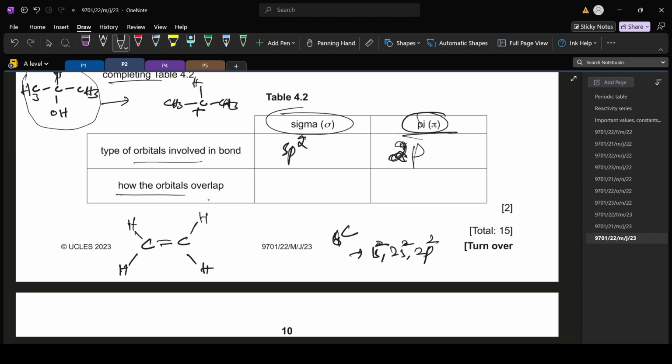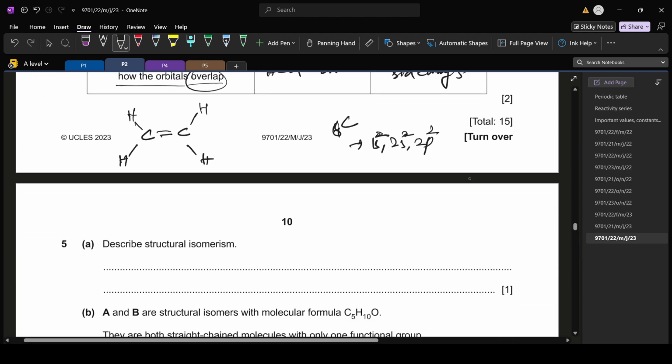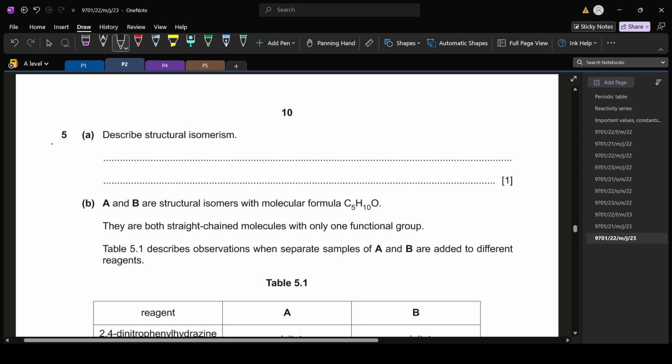Now, how do the orbitals overlap? Sigma bonds actually have a head to head overlap, or you can say direct overlap. And in pi bonds there is sideways overlap.